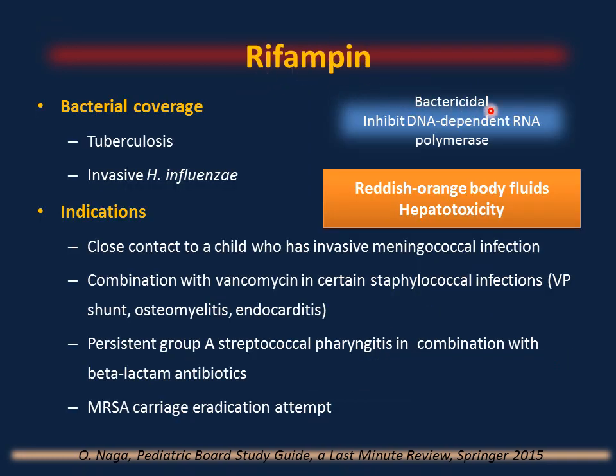Rifampin is a bactericidal antibiotic that inhibits DNA-dependent RNA polymerase and kills the bacteria. It is commonly used for treatment of tuberculosis and invasive Haemophilus influenzae bacteria. Indications for rifampin: of course, tuberculosis, and close contact with a child who has invasive meningococcal infection. In combination with vancomycin, certain staphylococcal infections like cases of VP shunt, osteomyelitis or endocarditis. Persistent group A streptococcal pharyngitis, in combination with beta-lactam antibiotics, for eradication.